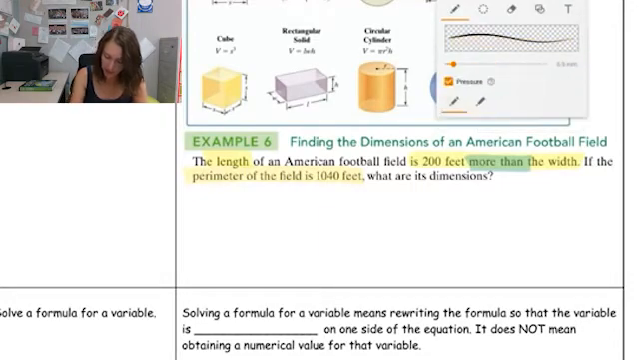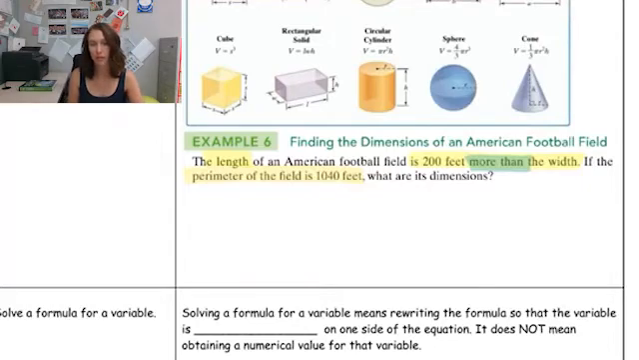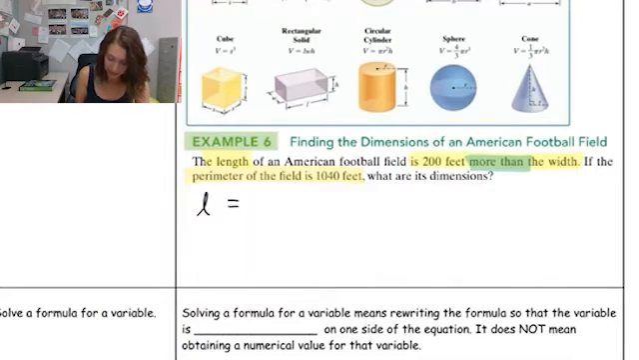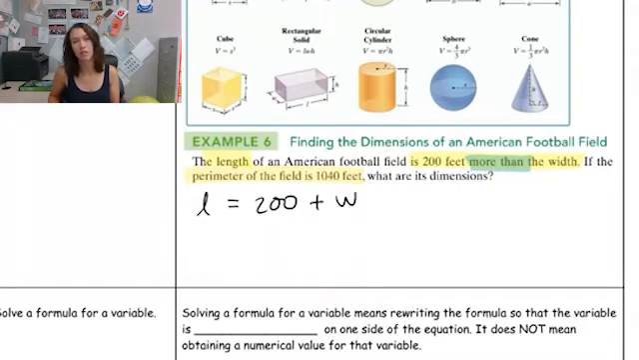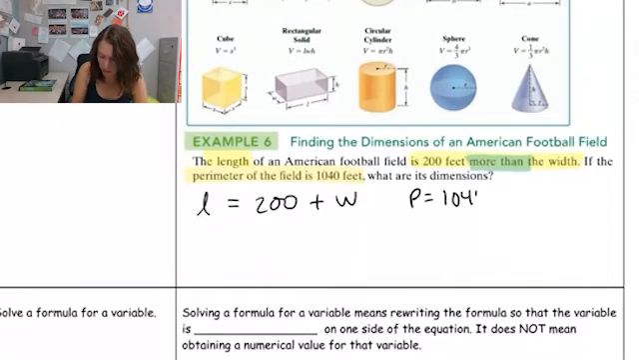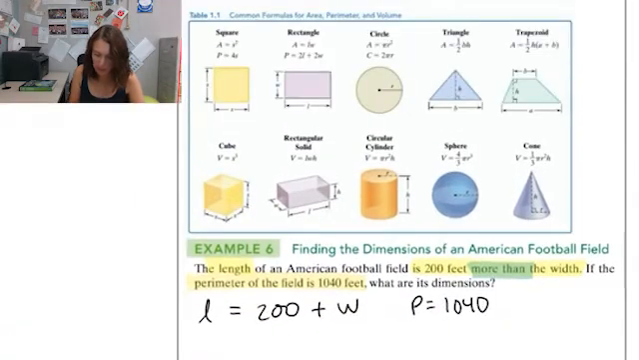So a couple things I know. I can take the first sentence and write an equation with it. The length is 200 feet more than the width. So if I just took that first sentence and rewrote it, that's what it would look like with symbols. And then the perimeter is 1,040 feet. So we have some equations here. Perimeter of a rectangle. So an American football field is a rectangle. Perimeter is 2 times the length plus 2 times the width.